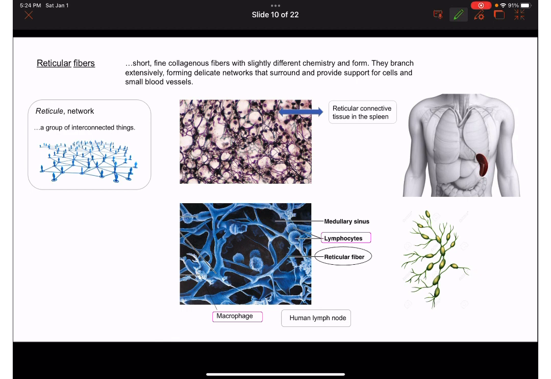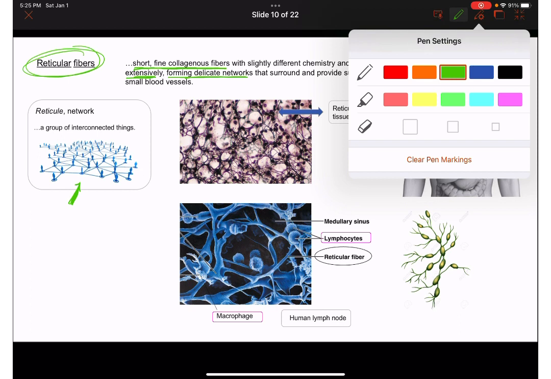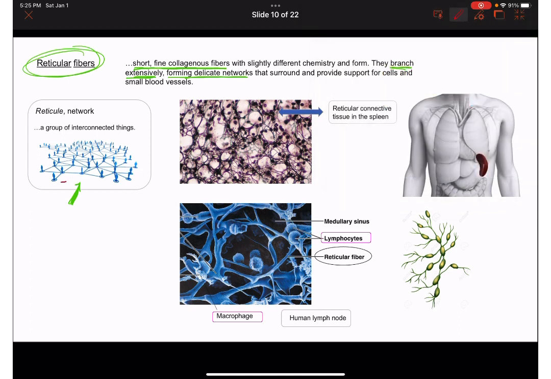And the last type of fiber are reticular fibers. And reticular fibers are short, fine, collagenous fibers. And they're going to branch extensively, and they're going to form delicate networks that are going to surround and provide support for cells in small blood vessels, like capillaries. So they form this network of fibers like we see here, and that's going to provide structure, it's going to provide support for capillaries that may pass through there. It's going to provide support for cells that live in that tissue.